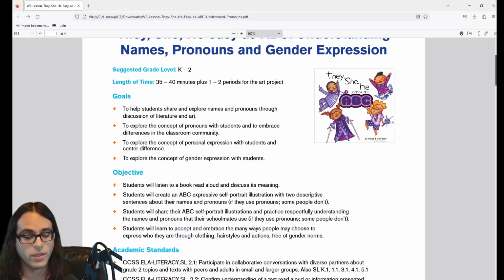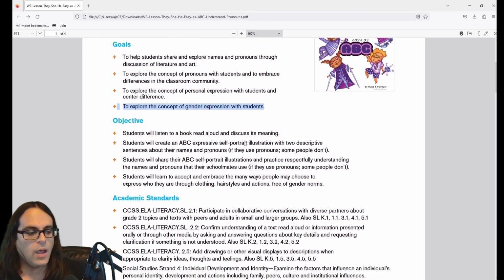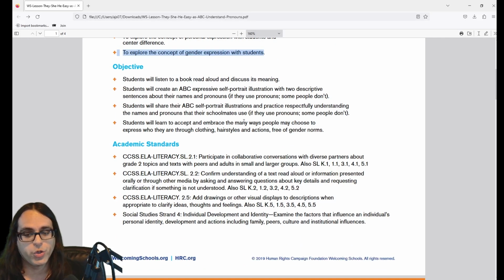So the goals are what is to be done, what is to be learned in the class. To help the students share and explore names and pronouns through the discussion of literature and art. To explore the concept of pronouns with students and to embrace differences in the classroom community. To explore the concept of personal expression with students and center difference. And to explore the concept of gender expression with students. A lot of times these objectives seem to sort of repeat themselves because it does look better to have multiple goals than one or two goals. So fun fact, objectives is how we're going to complete the goals.